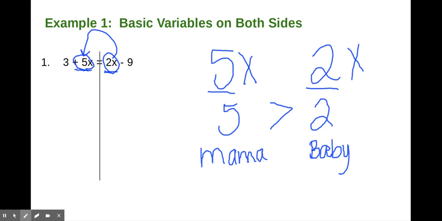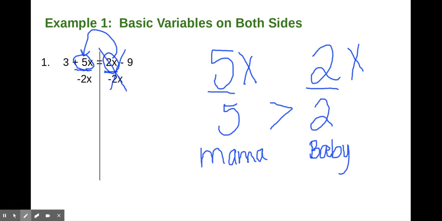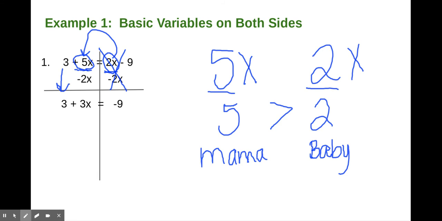Well, the opposite to get rid of a positive 2x would be a negative 2x, right? So I want to add a negative 2x to both sides. That would cross out my positive 2x and my negative 2x on my right side. And then on my left side, what am I left with? Well, I'm left with a positive 3 because I didn't do anything with that on the left side. And 5x minus 2x is a positive 3x.